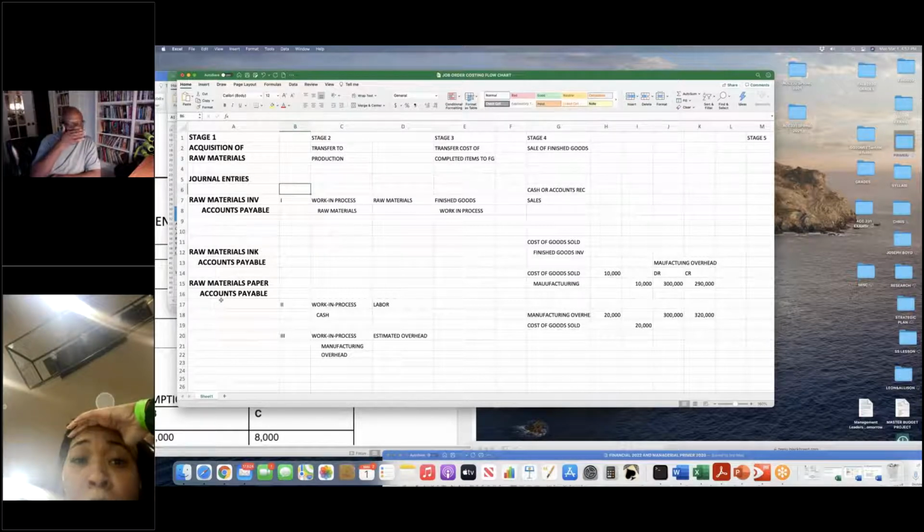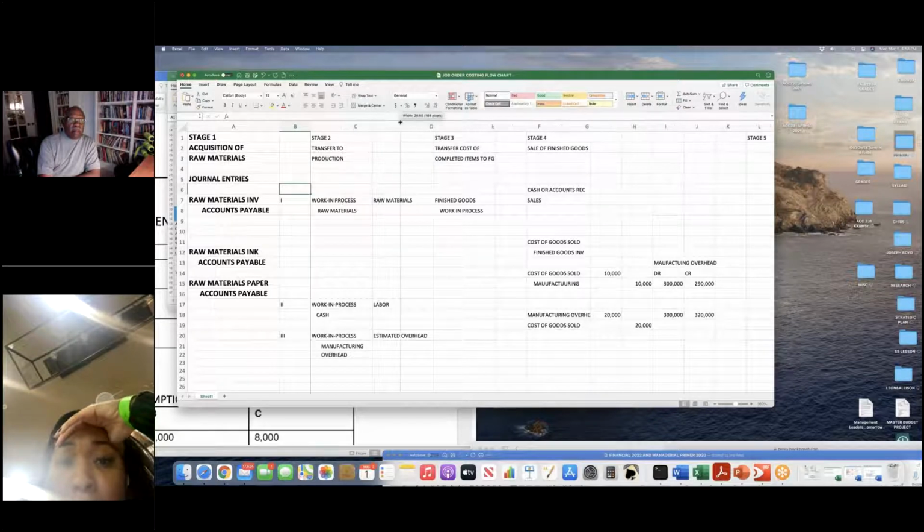And you might have additional entries in a problem where you start the company contributing cash. You might buy a building or something like that. So all of this is acquisition. So the first thing you got to do when you make a product is you got to buy the raw materials. Okay. So that's how we start. Then we move on to stage two.